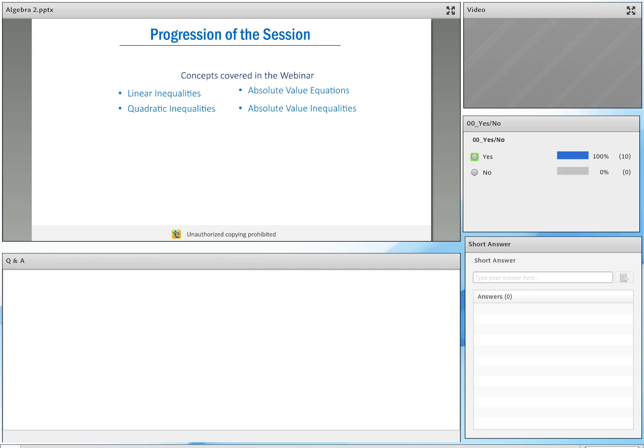So, in terms of the progression of this session, we're going to cover the following concepts in this webinar. We're going to cover linear inequalities, quadratic inequalities, absolute value, and equations as well as inequalities. We'll have a fairly basic warm-up quiz. This is what I call, think of them as 500 level questions. And then all of these questions are going to be problem-solving questions. Then we're going to go towards 600 and then 700 level questions overall.